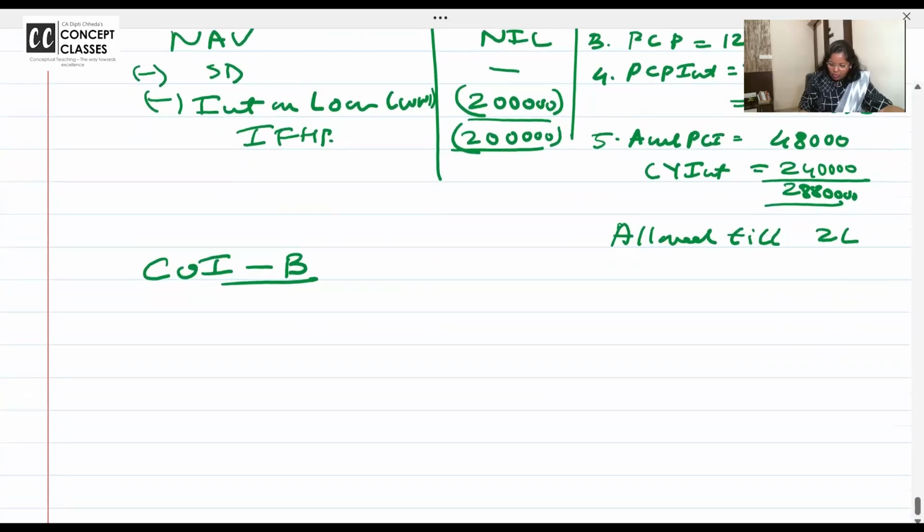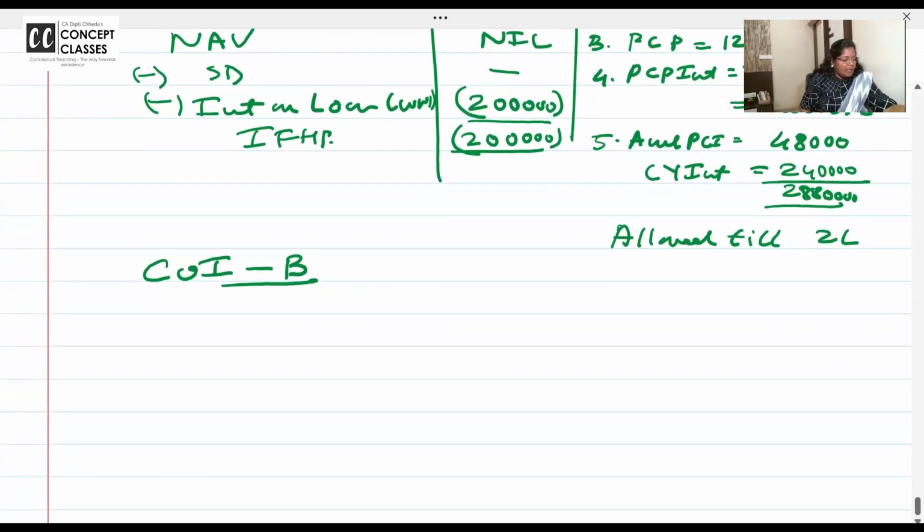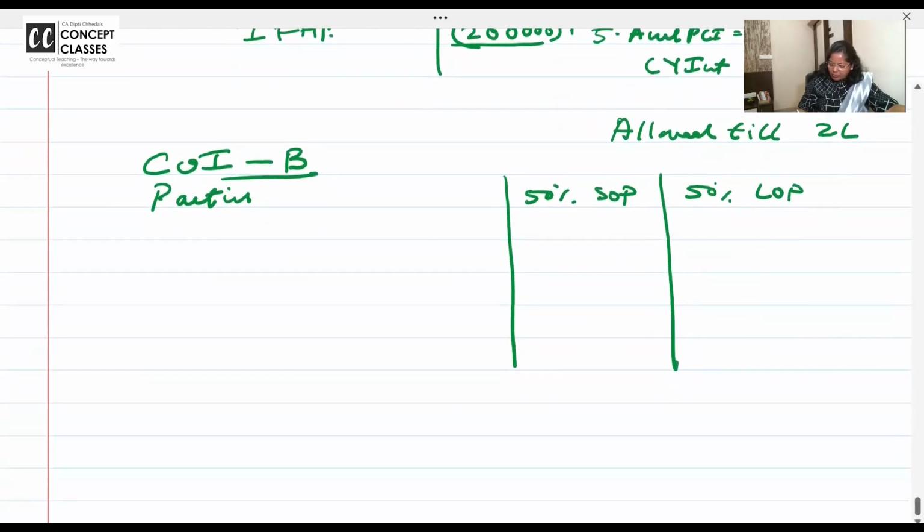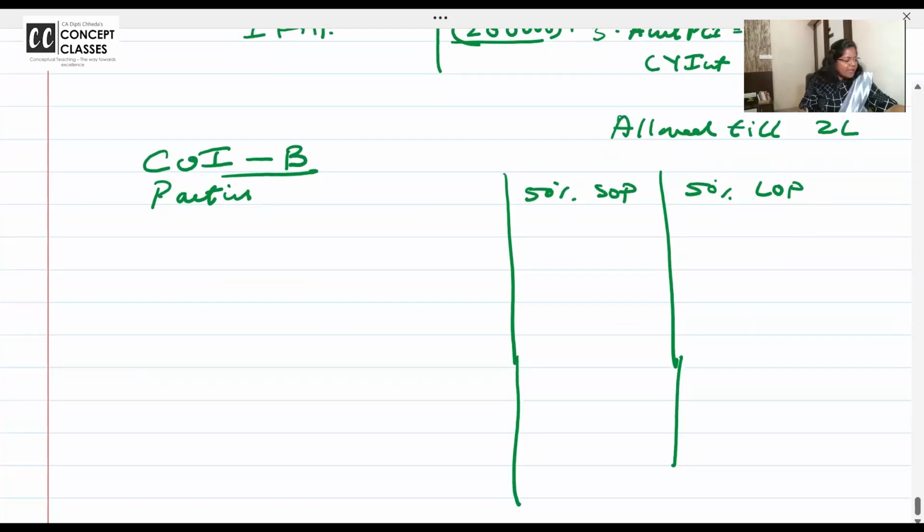Computation of income of B. B has two properties. One is self-occupied, and we'll work it out like this. Particulars: 50% is self-occupied and 50% is let out. For the let-out property, they have given everything: fair rent, municipal value, but not standard rent, but the rest is all there. So we'll write all the steps quickly.